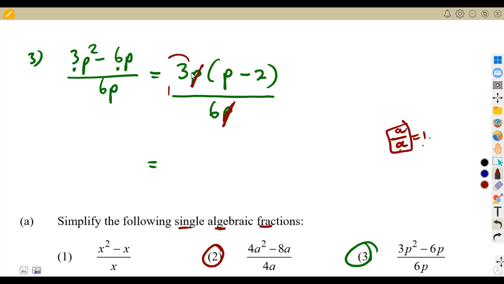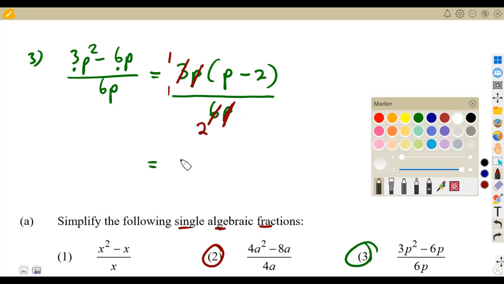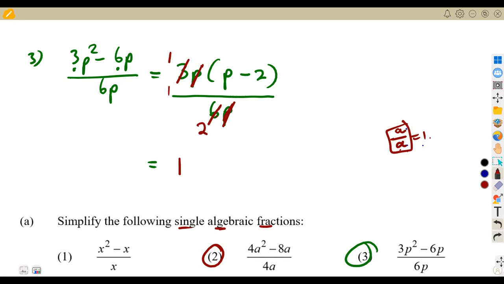But what's going to happen between 3 and 6? All right, if we divide 3 by 3, that is a 1. 6 divided by 3, that is a 2. So that means you are going to remain with a number in the denominator. So this is going to remain as p minus 2. From this part, you're going to have p minus 2 in the numerator because you multiply by 1, that is 1 times p, which is p, 1 times minus 2, which is minus 2.